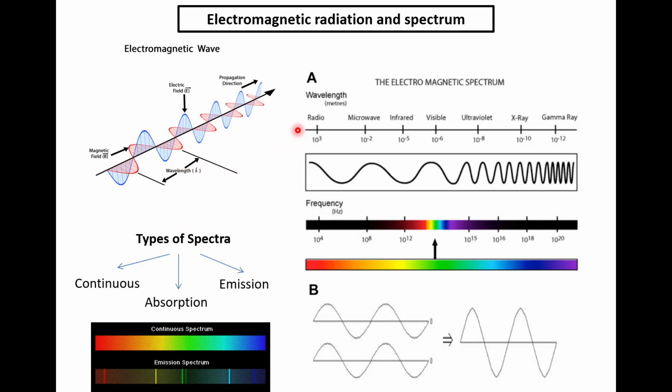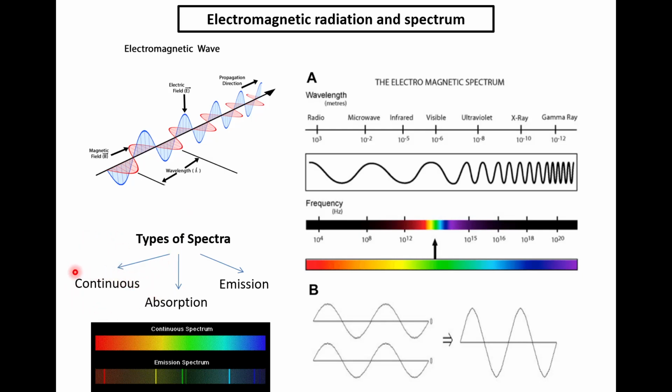Now, as I said, when these electromagnetic waves fall on a particular substance, they can actually give certain emissions. They can show certain behaviors, and they will give certain patterns which are known as spectra. Now, spectra can be broadly classified into three types: continuous, absorption, and emission spectra. Now, what do continuous spectra mean?